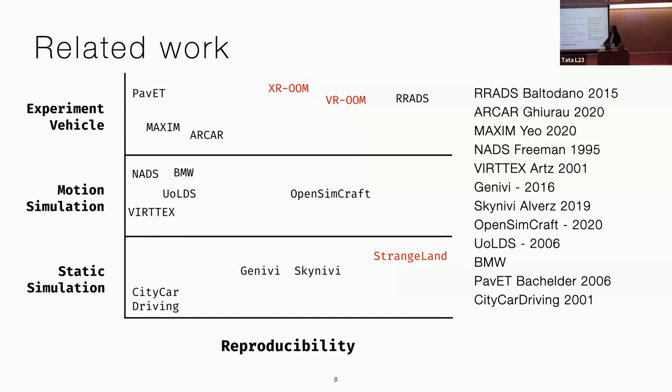And then on the axis at the bottom, we try to spread out a little bit the availability of reproducing these systems. How much open source code is available? How much of the hardware definitions are available? And looking at the availability of the work and the contributions that we were trying to do, we managed with the introduction of XRoom and Room to introduce relatively reproducible systems relative to the existing systems that are highly immersive compared to some of the motion simulation or the other existing experiment vehicle simulations. With Strangeland, we went a totally different route, where we decided to still go with a very static and traditional simulator, but try to push it very much forward towards more of an open platform approach where people can reuse the code and implement their own kinds of studies and simulations.